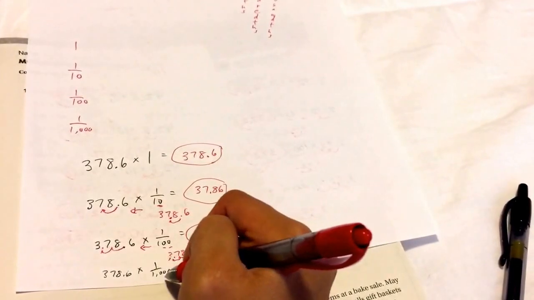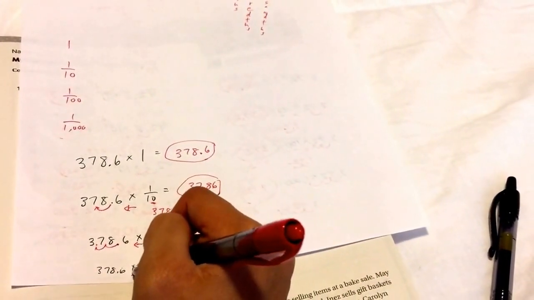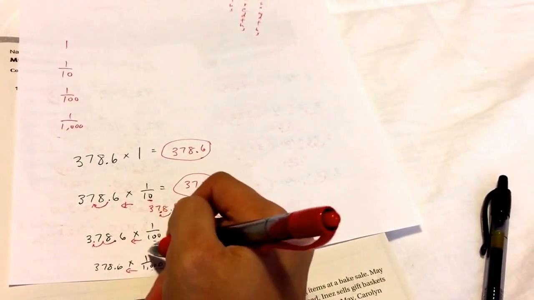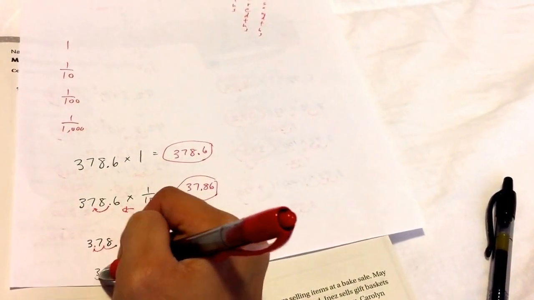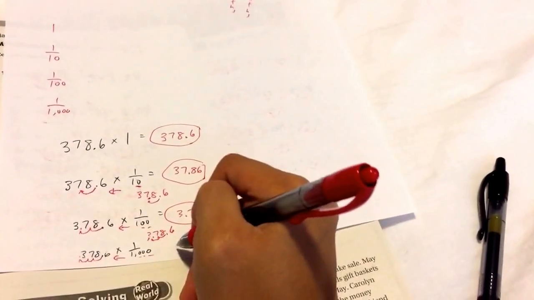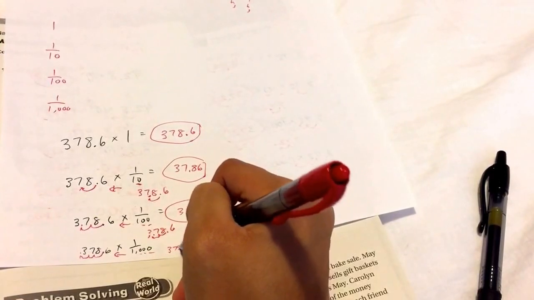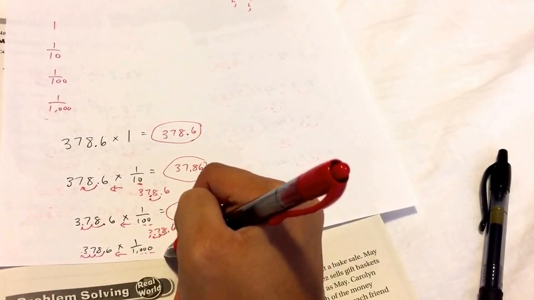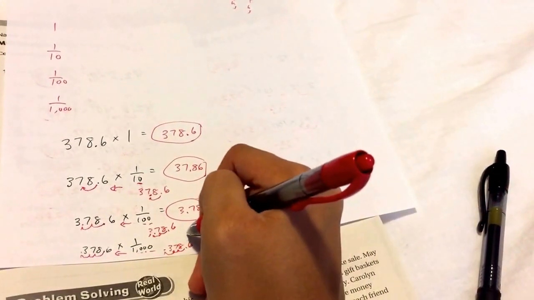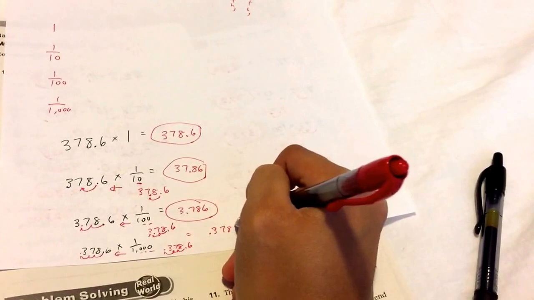And last but not least, we're going to move it 1, 2, 3 times, and this time it's going to go to the left instead of to the right because this number is less than 1. 1, 2, 3 means it's in front of the 3. And if I were to rewrite it, 378.6, 1, 2, 3 means it goes in front of the 3. So this final answer is decimal 3786.